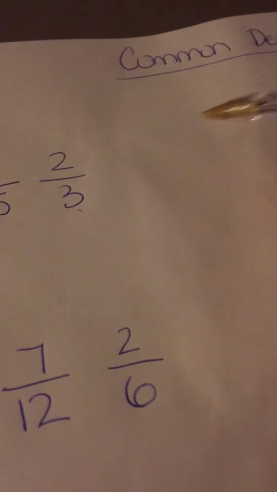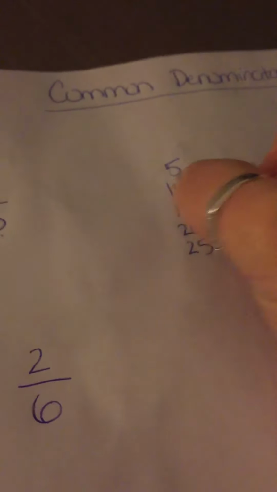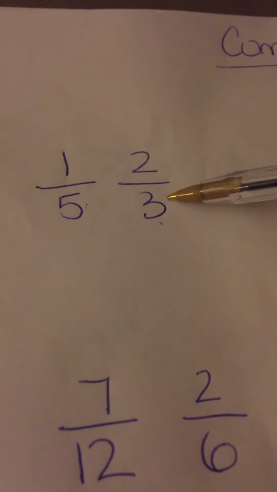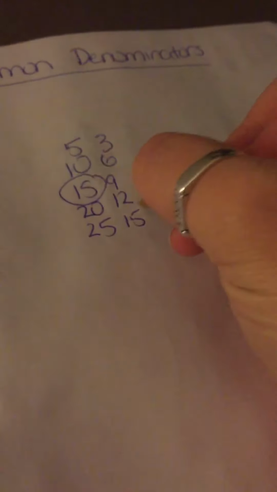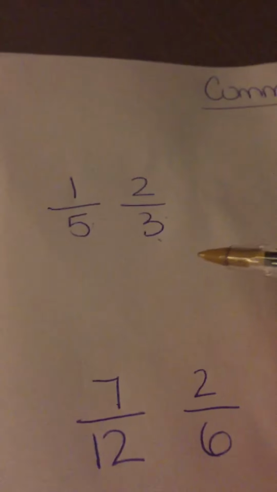In order to determine that, we would make a list of multiples of 5. 5s would be 5, 10, 15, 20, 25. And next to that, we're going to make a list of multiples of 3. 3, 6, 9, 12, 15. And I'll stop there and determine, is there a number that is in both lists? The answer is yes. 15 is a common multiple for 5 and 3, so that will be our common denominator.